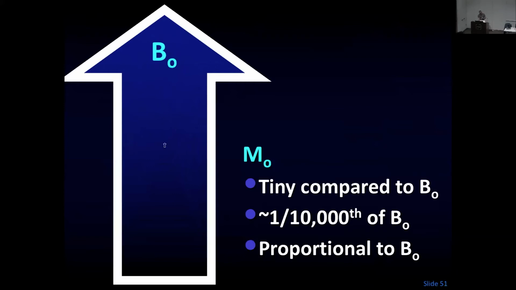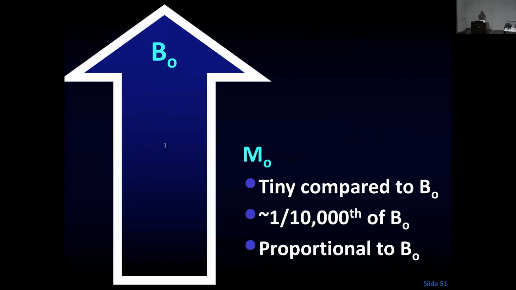But little M naught is proportional to B0. So if you go from 1.5T to 3T, M naught doubles. If you go from 1.5T to 6T, M naught goes up by a factor of 4. Because M naught is what generates the signal, that's why the signal is proportional to the external magnetic field.